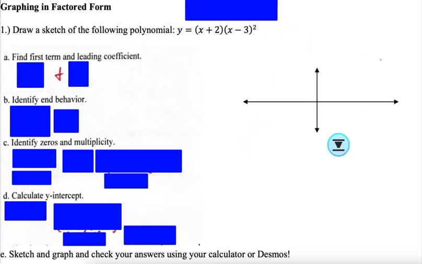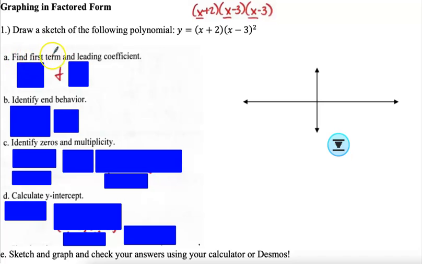So our first function, draw and sketch the following polynomial. Y equals x plus 2, x minus 3 squared. This exponent of a 2 essentially means I have 2 of my x minus 3's. So I could expand this problem into x plus 2 times x minus 3 times x minus 3. Okay. Part A, these questions are going to walk us through how to graph it.